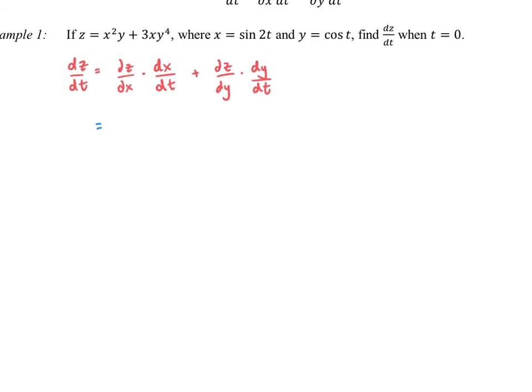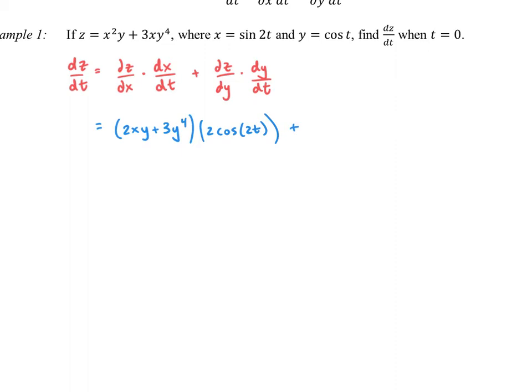So again, we're just focused on the partial derivative of z with respect to x, which is going to be 2xy plus 3y to the fourth. And then we're going to multiply by the derivative of x with respect to t. We're going to need the chain rule, so we're going to get 2 cosine of 2t. In a minute here, I'll highlight each of these parts so you can see the development of this.